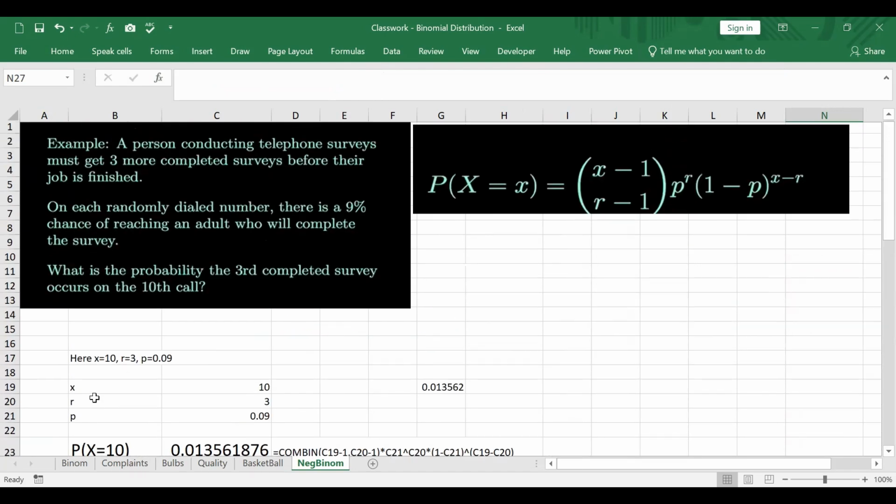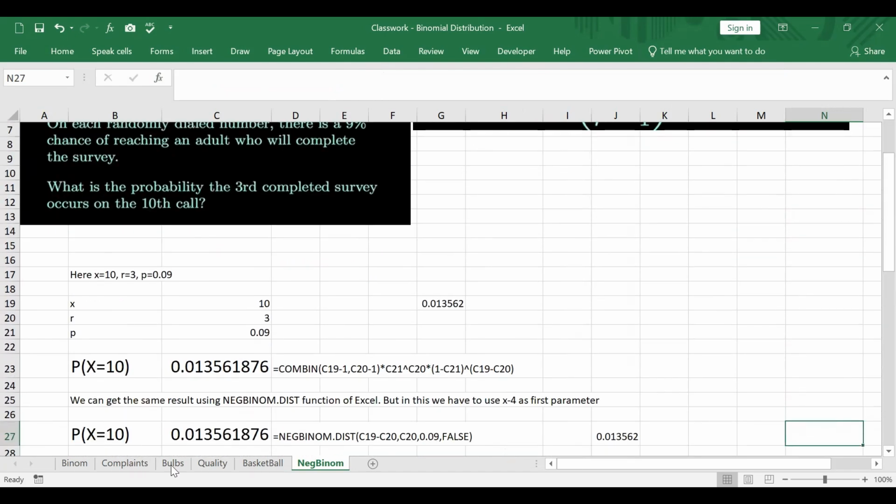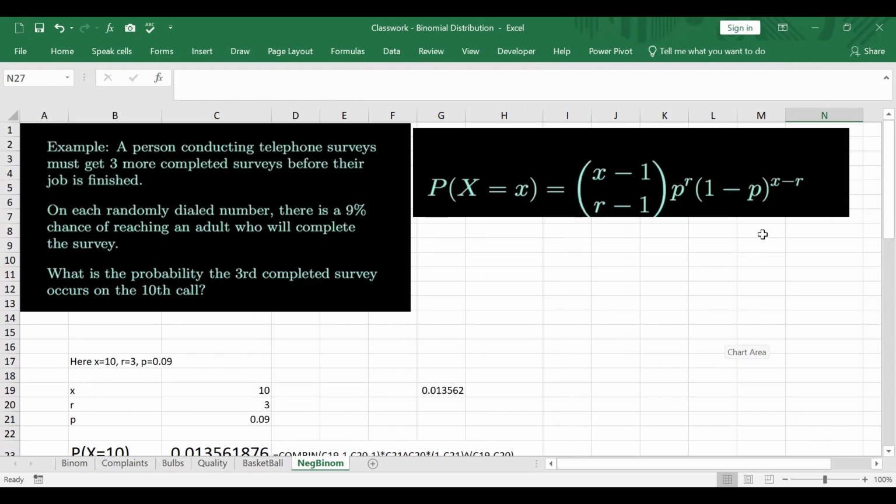So practice these problems. 1, 2, 3, 4, 5 problems. Out of the 5 problems, 2 problems with different numbers. So that's all there is to binomial distribution.